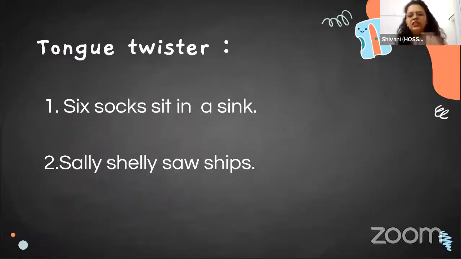After that, one tongue twister is there. So this tongue twister is a little big, as you can see, six socks sit in a sink. So we can use a short one for the younger kids, and we can use the bigger one also. So like this, you can see.